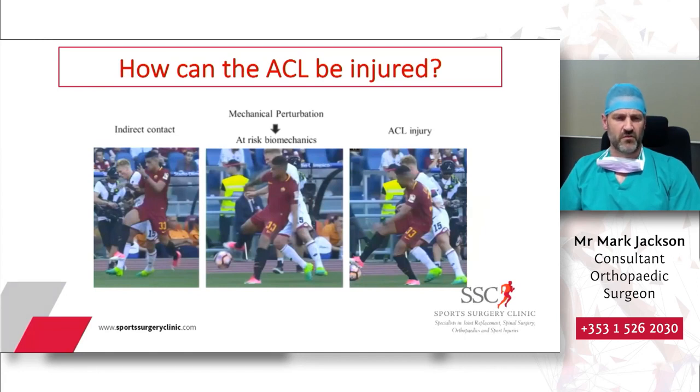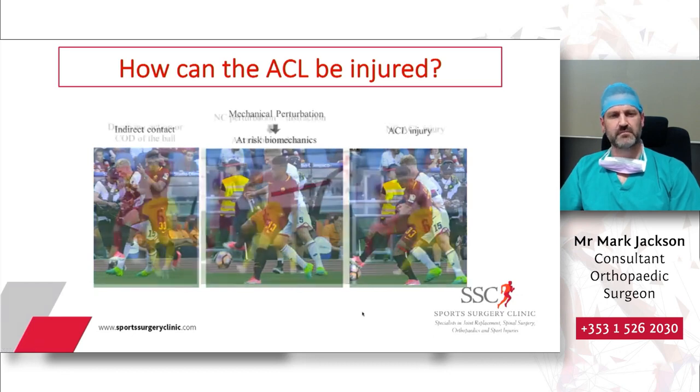So this, I think it's a Roma player injuring his left knee. There is a little bit of what we call indirect contact. So he's taking a challenge, then the left foot gets planted here and he's off balance with a little bit of light contact, pushing his mass out of position. So he's at what we call an at-risk position. And you can see here the knee buckling and tearing the cruciate ligament.